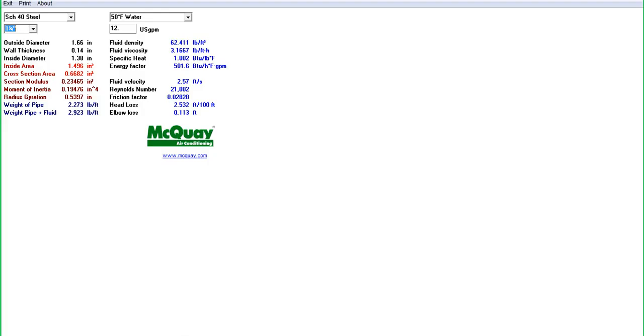For example, here only 12 GPM is coming. So we need at least a 1.5 inch pipe. So it will be 18 GPM. So this will be the sufficient water requirement. So this way you can determine the pipe size.